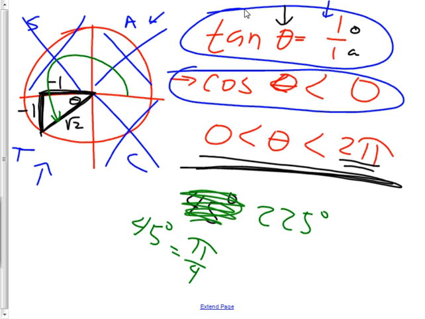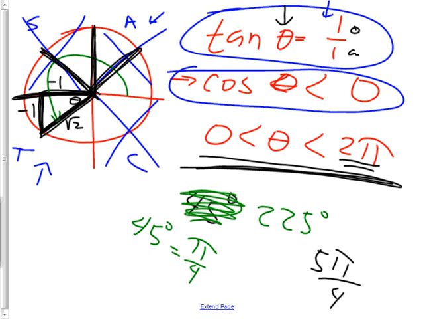Then this is 1 pi over 4, 2 pi over 4, 3 pi over 4, 4 pi over 4, that must be 5 pi over 4. And yes, you could have gotten that by taking your 225 and multiplying it by pi over 180.